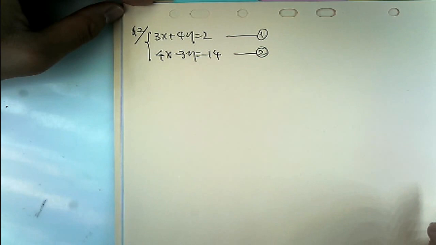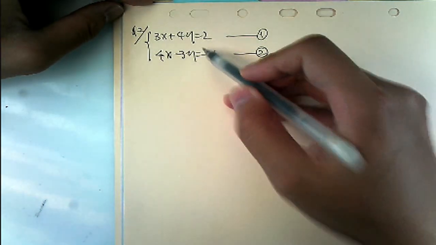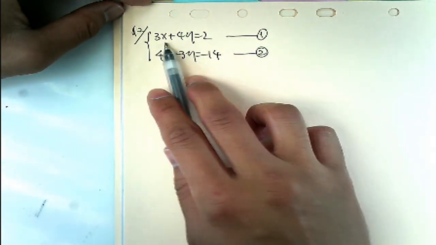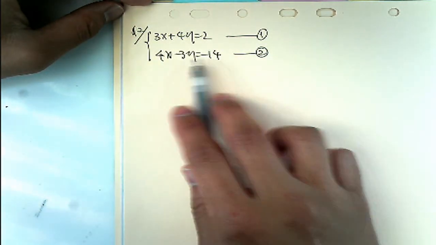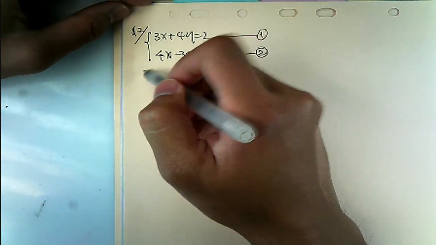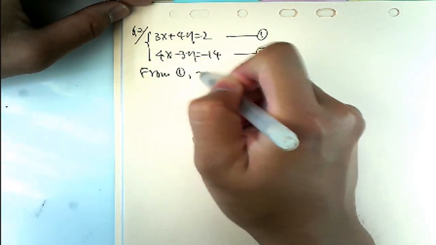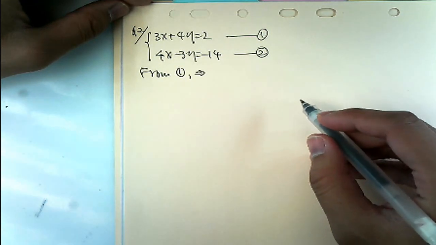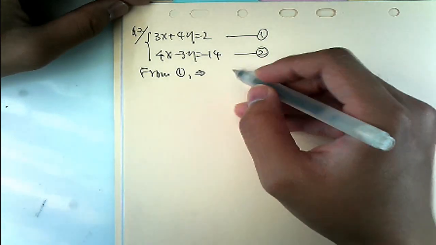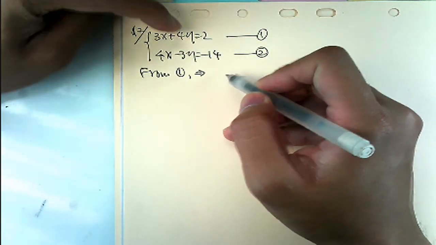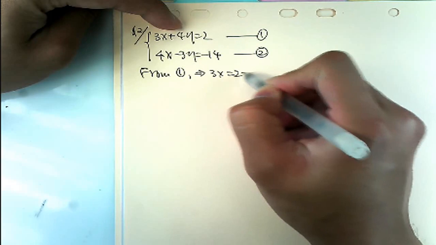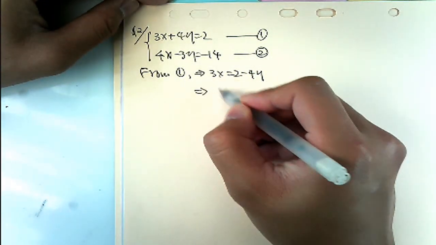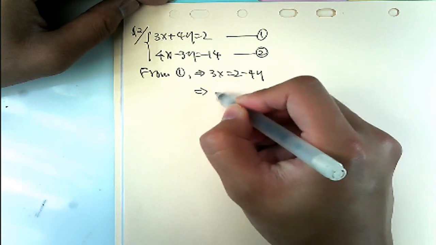Ask yourself which one is simpler. I think normally people will think this one is simpler, right? Because you have 2 negatives here. So we write from 1. It's up to you which one you want to make y equal to or x equal to. To me, I will make it x equal to. So you move all the y terms to the other side, like this. Understand? Then you divide both sides by 3.